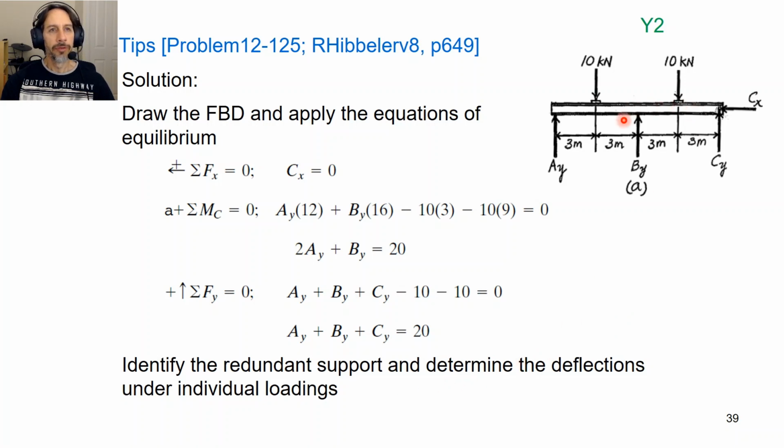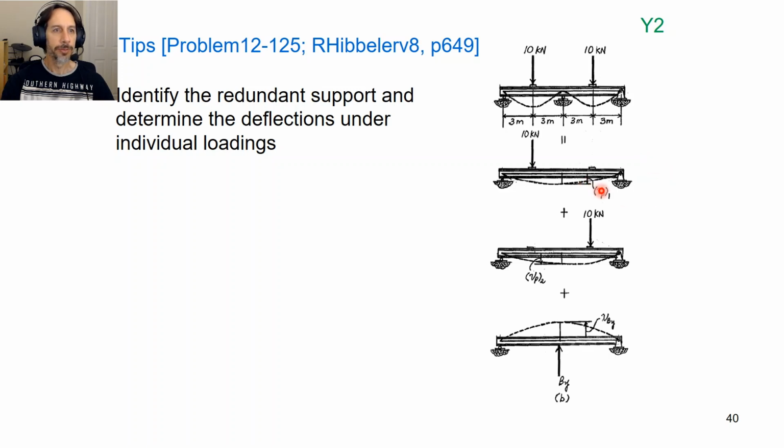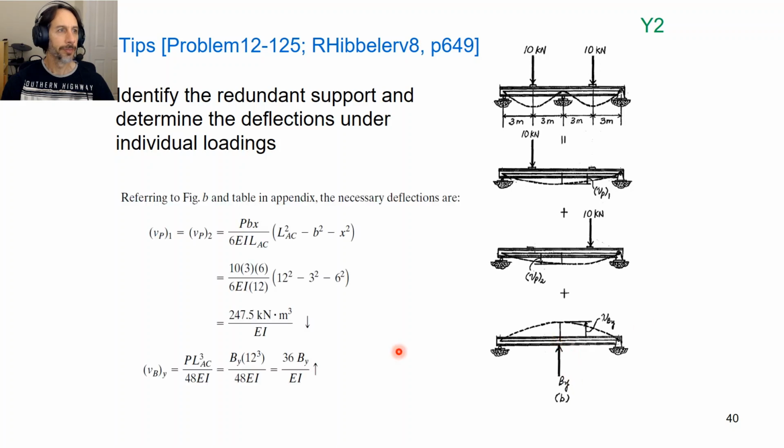Okay, so we've identified By as our redundant support, replaced it with an unknown force. So now we can use superposition. Right, so we'll have case 1 with the 10 kilonewton force here, case 2 with our 10 kilonewton force over here, and then case 3 is our redundant reaction force. Okay, so using the standard formulae again, we can find for this case where we have a force somewhere along the beam. Right, we have this as a standard case.